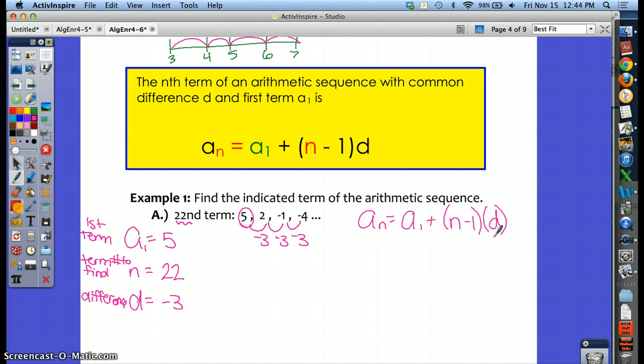Substitute in everything that you know. I want to find the 22nd term, so n is 22. The 22nd term is the first term plus my term number minus 1 times the common difference. Now just simplify.